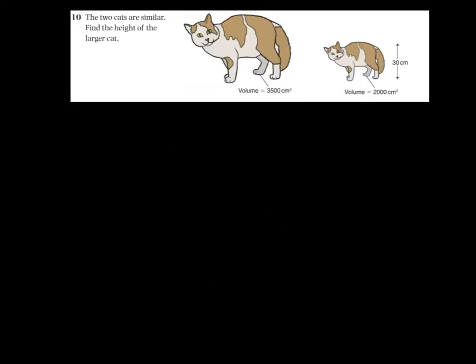For my final example, I've picked the strangest question in the exercise, dealing with the volume of two cats, which sounds quite disgusting, doesn't it? This time I've been given the volume of the bigger cat, which is 3,500 centimeters cubed, and the volume of the smaller cat is 2,000 centimeters cubed. We want to find the height of the largest cat. These cats are identical, enlargements of each other. It's a bizarre science experiment. So first of all, let's work out the scale factor of the volume.